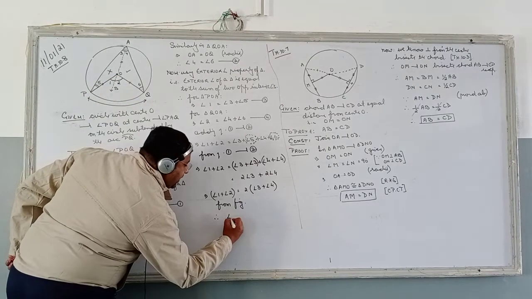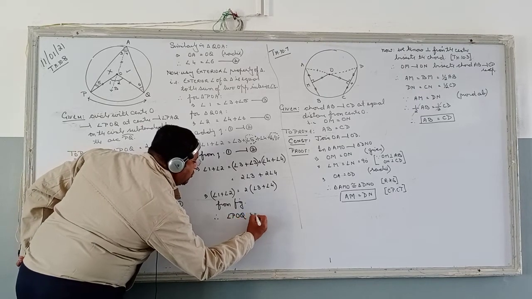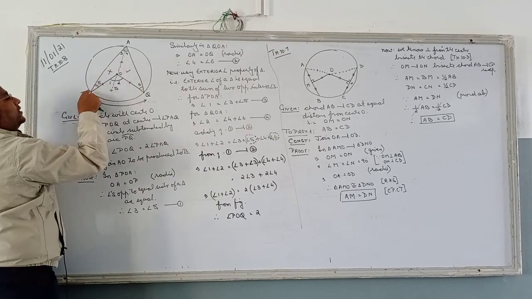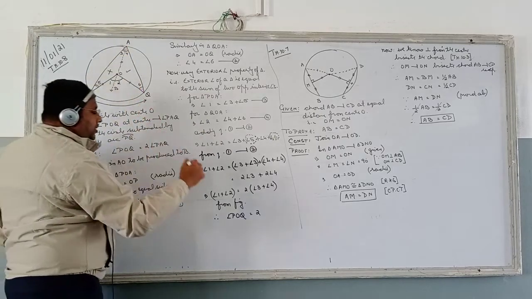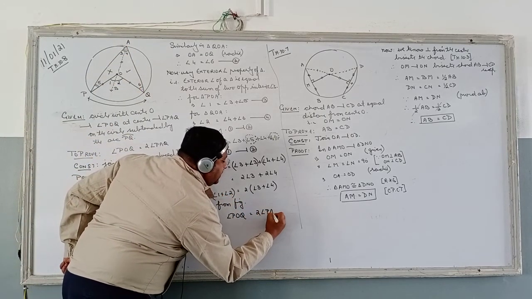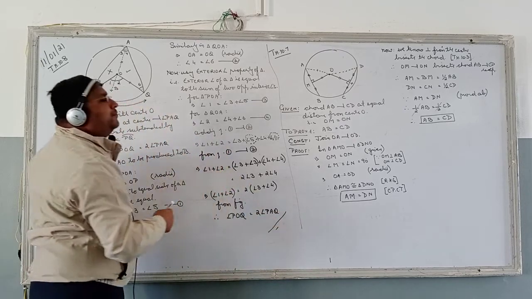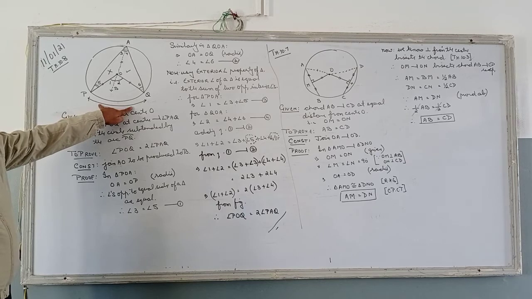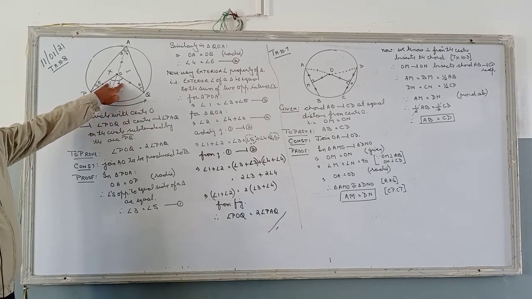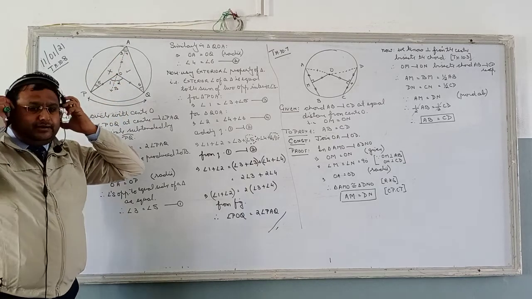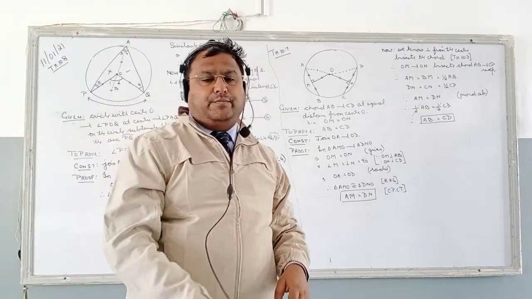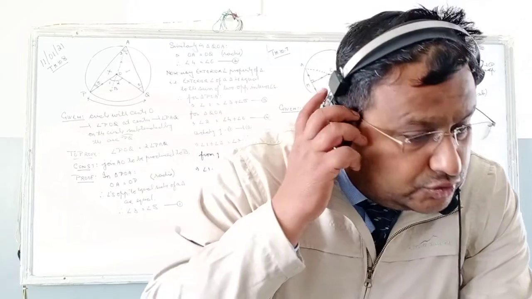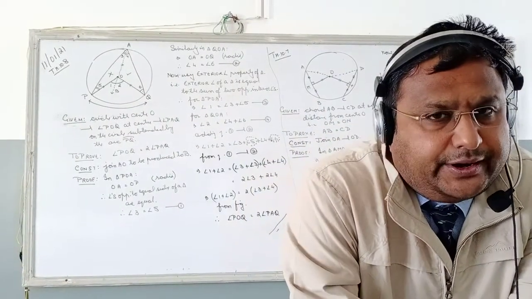POQ. So therefore, angle POQ is twice of angle 3 plus 4. Angle 3 plus 4 is angle PAQ. Hence proved. That means the angle subtended by an arc at the center is double the angle subtended by the same arc at the remaining portion of the circle. Students, very important theorem.